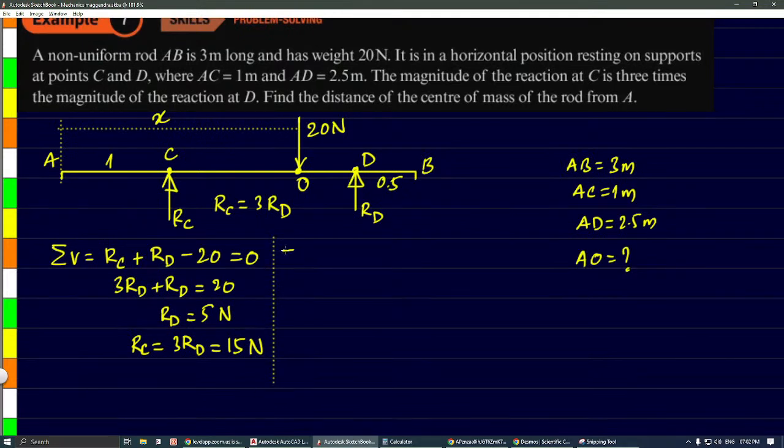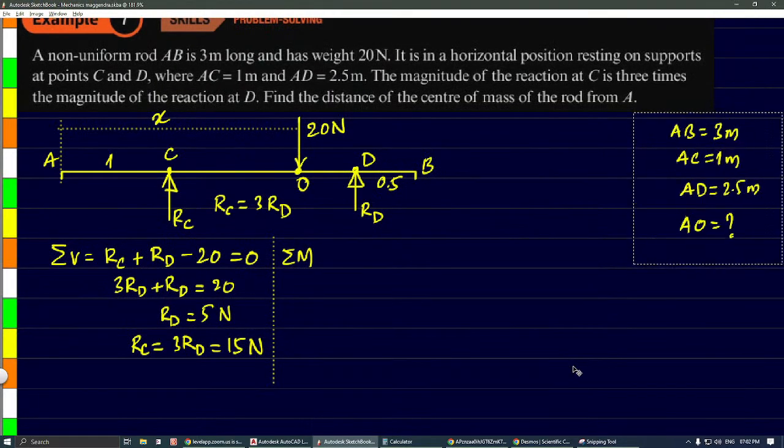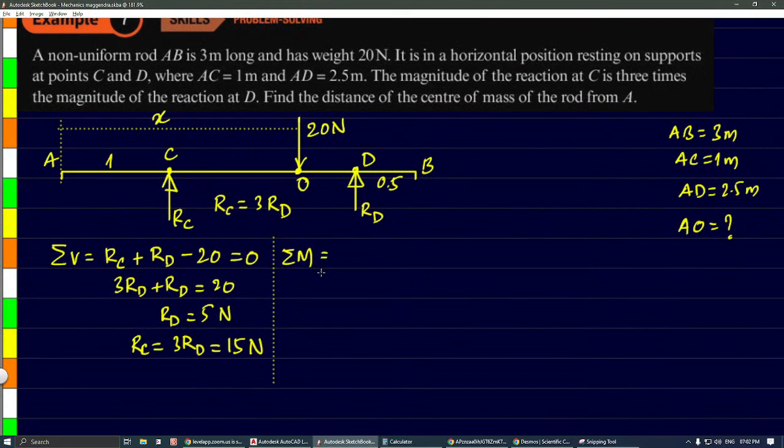Now we need to take moments. Moment about which point? Moment about A point. Let us take. RC times 1, this is anti-clockwise, so plus. Then 20 times X, this is clockwise, so minus. RD times total distance, RD times AD length. AD length is given directly, that is 2.5. And this one is going anti-clockwise, so plus. This total should be equal to 0.